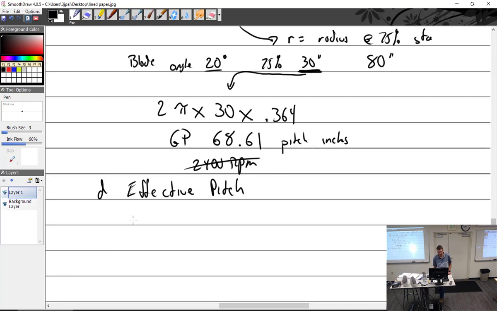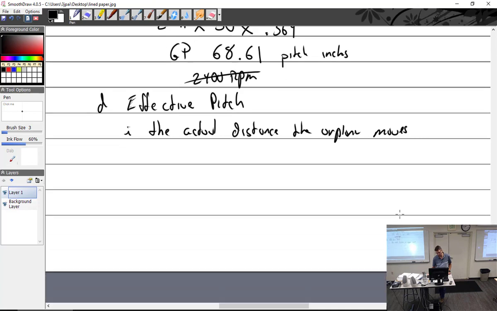Effective pitch, that is the actual distance the airplane moves during one revolution.